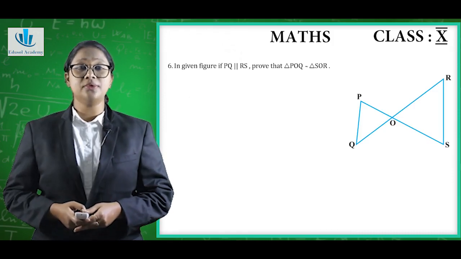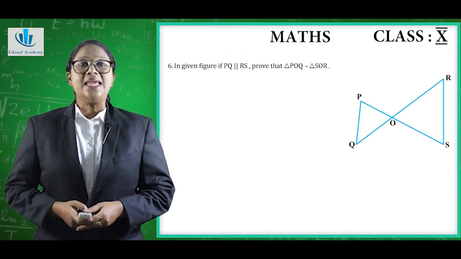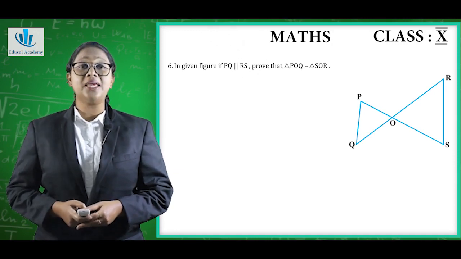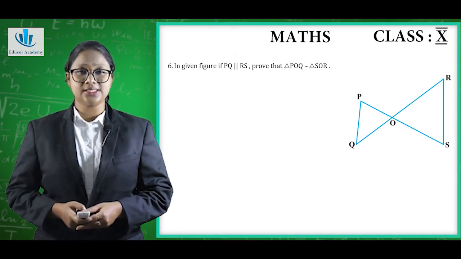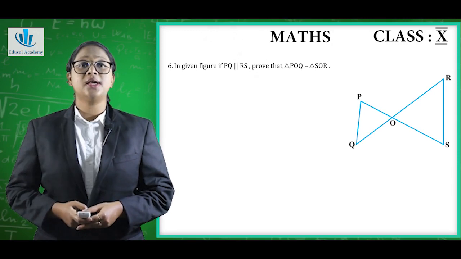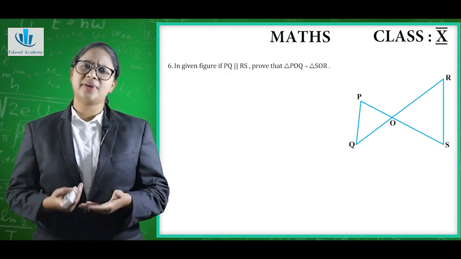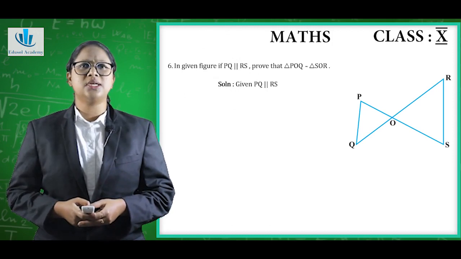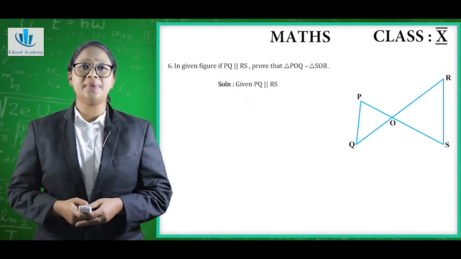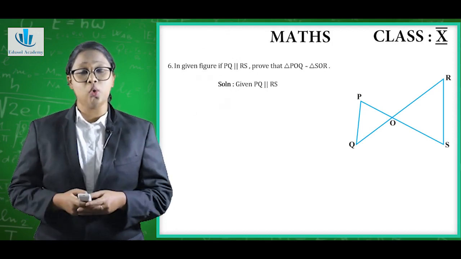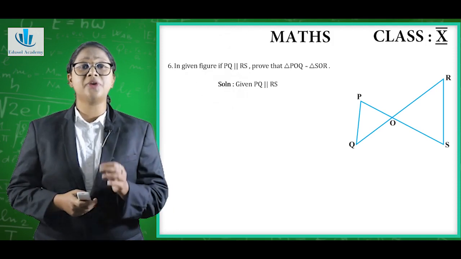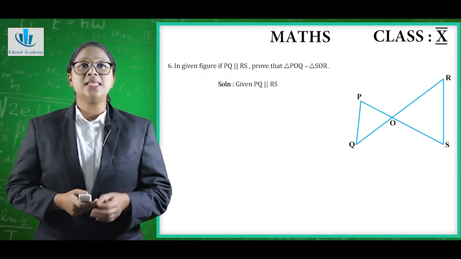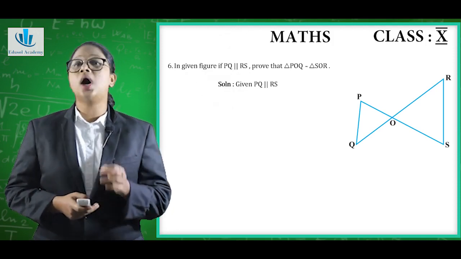A figure is being given, so let's read the question. In the given figure, if PQ parallel to RS, prove that triangle POQ is similar to triangle SOR. That's a perfectly direct question. So let's have a look at the figure. We have two lines QR and PS intersecting at O, and it is perfectly stated in the question that PQ is parallel to RS.